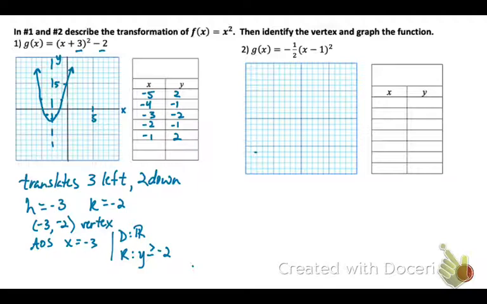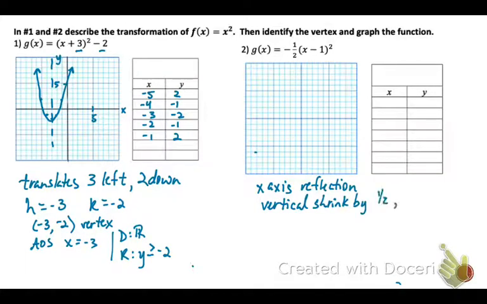Now if you look at the equation on number 2, even though we only have 2 parameter changes, our a and our h value, we actually have 3 transformations. So we'll have an x-axis reflection and a vertical shrink by 1/2. Our h value is positive 1, so we will shift 1 to the right.